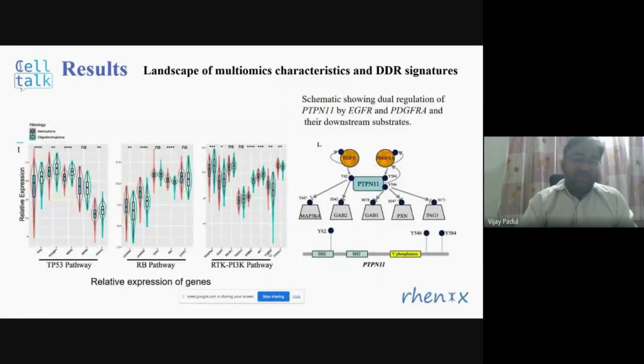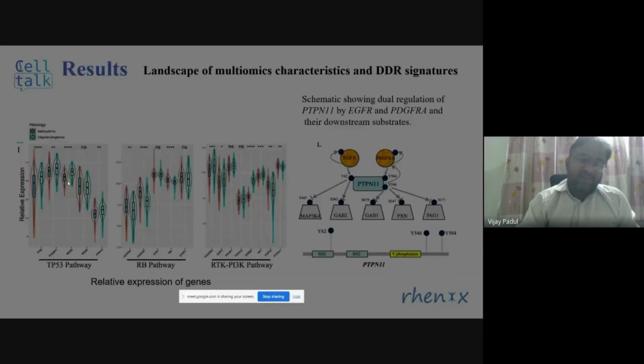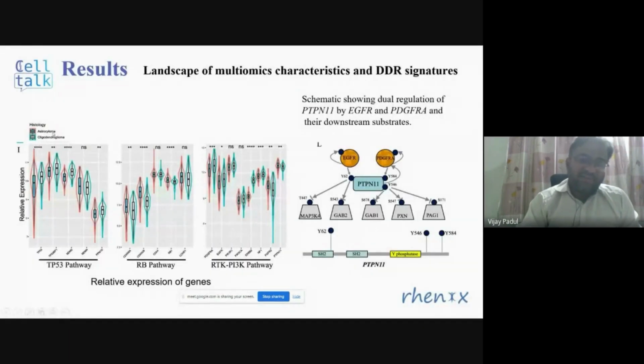In the next part, they explored whether there are any pathway-specific differences between the astrocytoma and oligodendroglioma histological subtypes. So here, this panel shows the relative expression of different genes in astrocytoma and oligodendroglioma. If it has red outline, then it is astrocytoma. If it has blue outline, it is an oligodendroglioma.